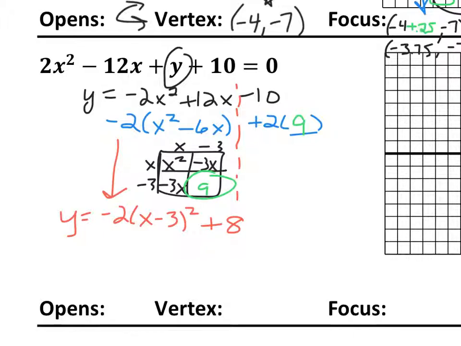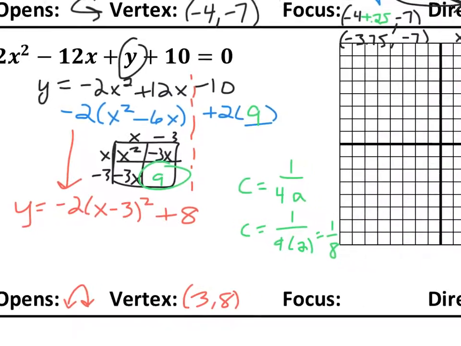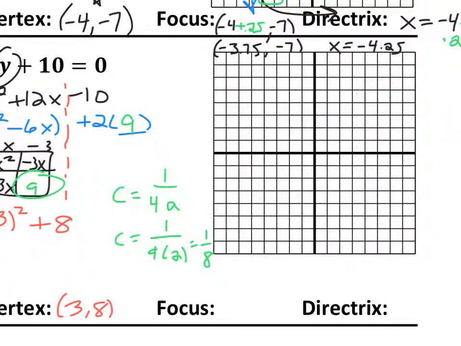Now, since it's x squared, it's going to open up or down, and it's negative, so it's going to open down. My vertex is 3, 8, and we need to find our focus. So my focus is c equals 1 over 4a. So c equals 1 over 4 times 2, which would be 1 over 8. Okay? Now, why didn't I do the negative? Because the negative is going to come in when I think about my graph. Okay? So I take care of the negative just by thinking about my graph.